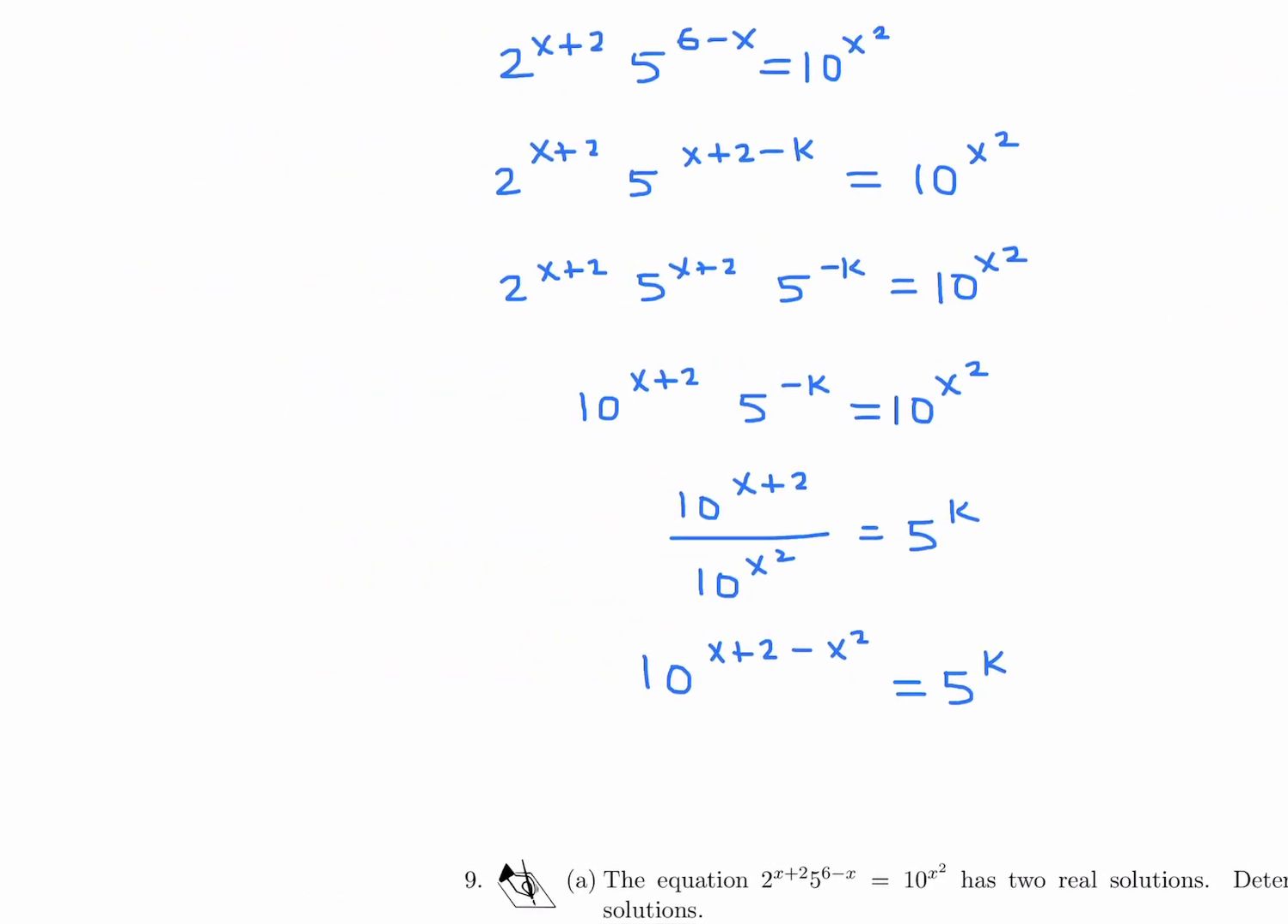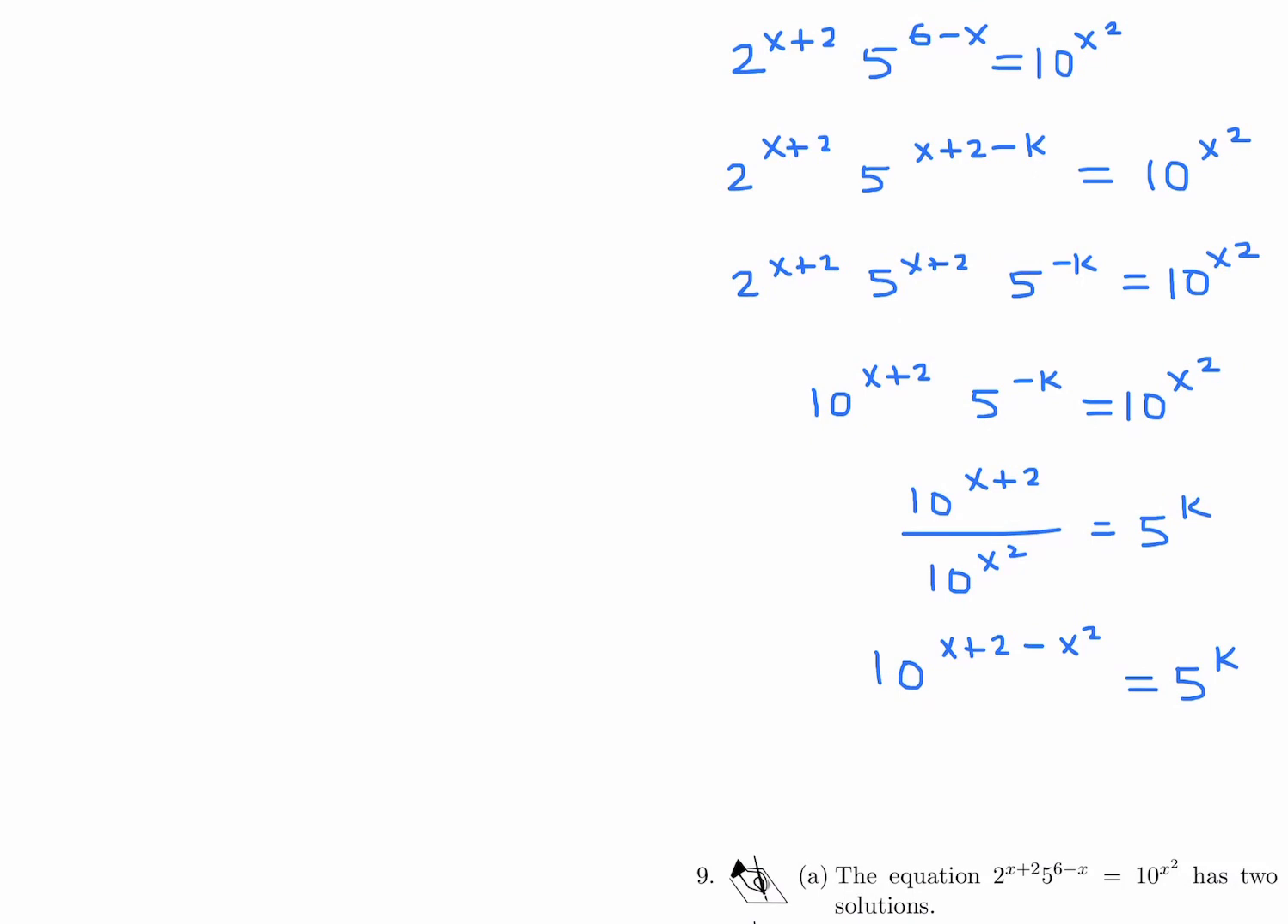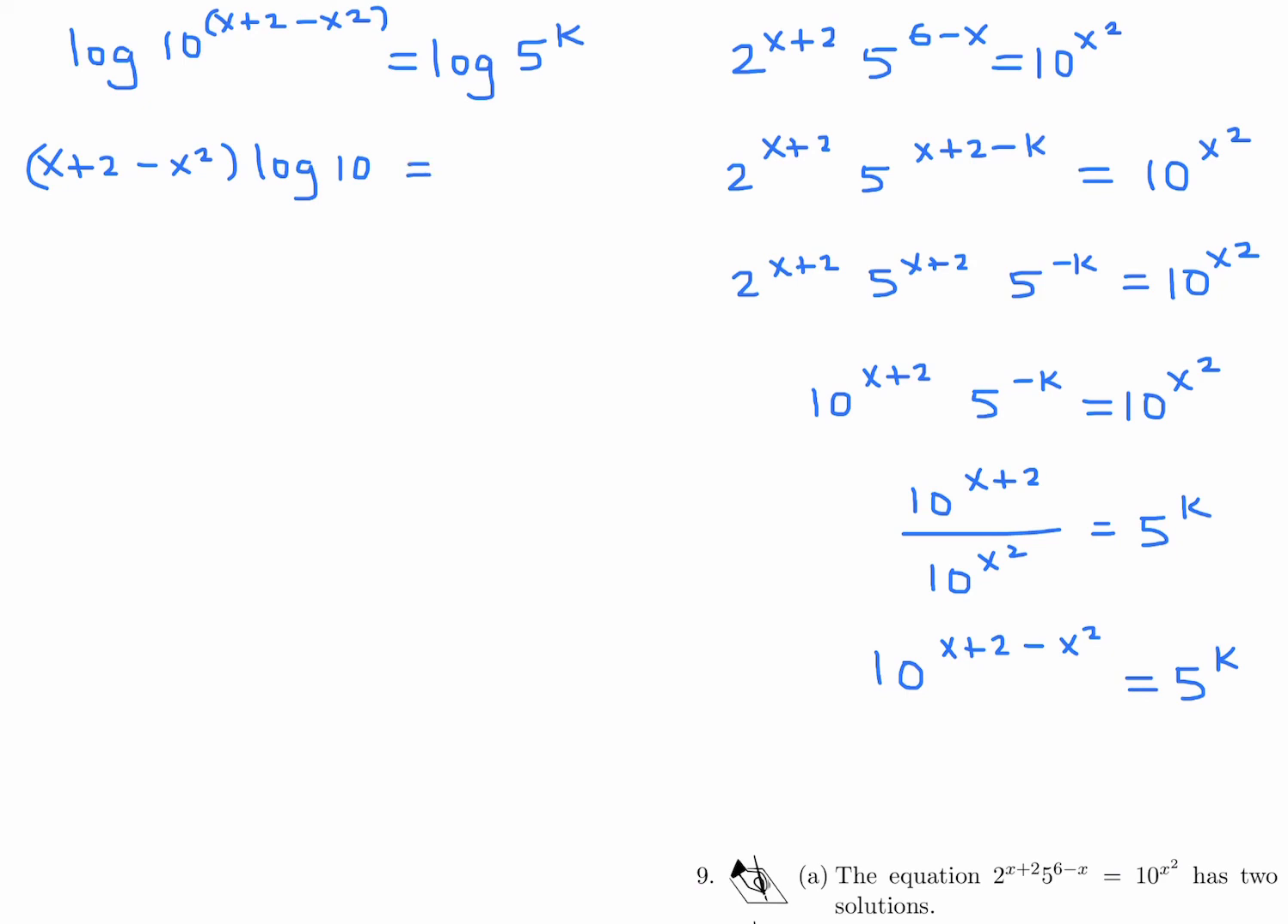So I need some space here. When I take the log of both sides, that's what it will look like. And of course, log rules state that you can put this in front. So it becomes x plus 2 minus x squared, and we got the log of 10. And I didn't put a base. When you don't put a base, it implies it's base 10. And similarly, the k can come out front, and we got the log of 5. All right, log of 10 is just equal to 1, correct? So that just disappears. So you just have x plus 2 minus x squared.